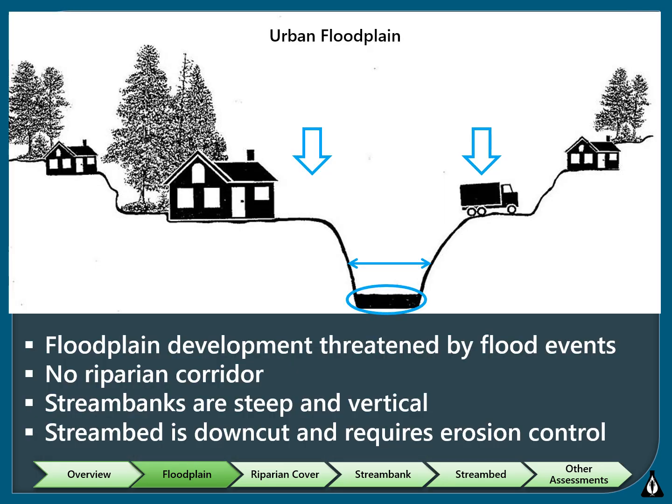This illustration shows an urban development of a floodplain. Land uses include residential, roads, and other developments that will be threatened by flood events. The riparian corridor lacks vegetation. Stream banks are very steep and vertical. These banks will be prone to erosion. Stream bed is downcut and uniform. Downcutting is the process of erosion that causes deepening of the stream. All developments in this floodplain are at risk if there is a flood event.